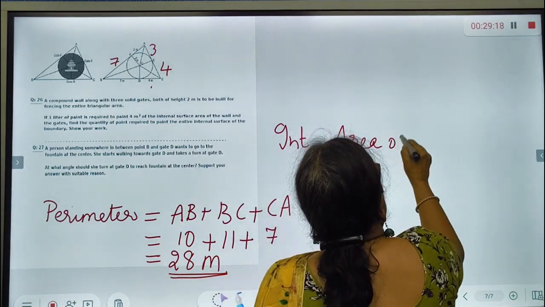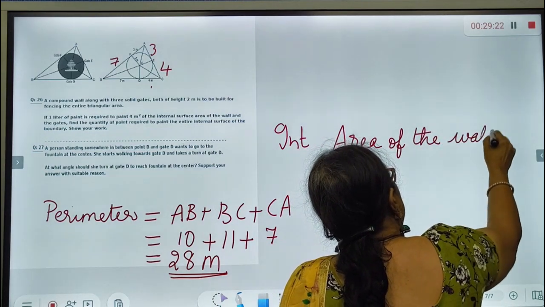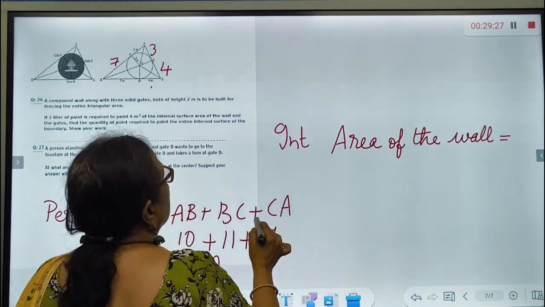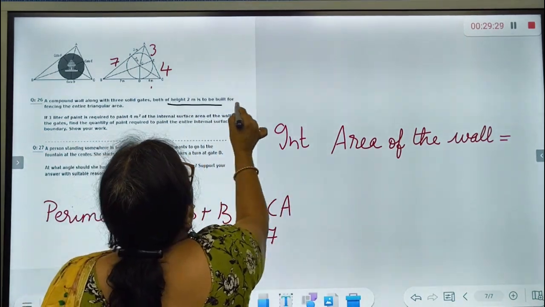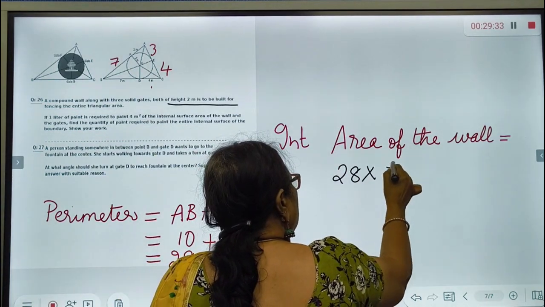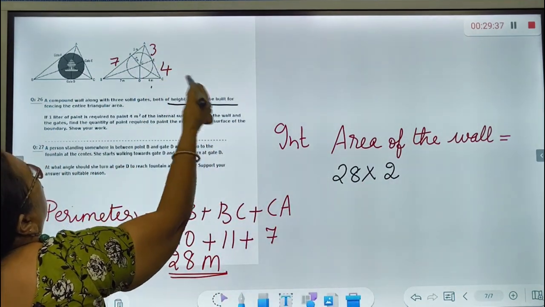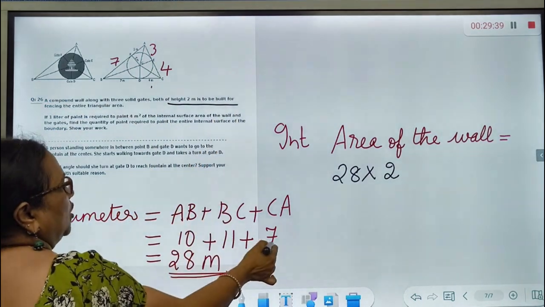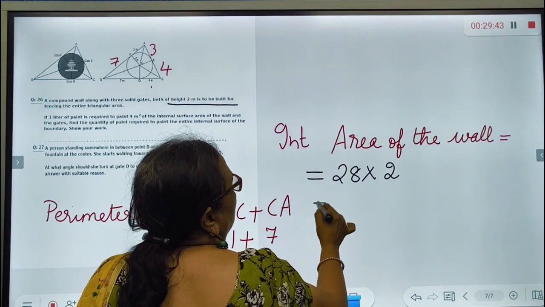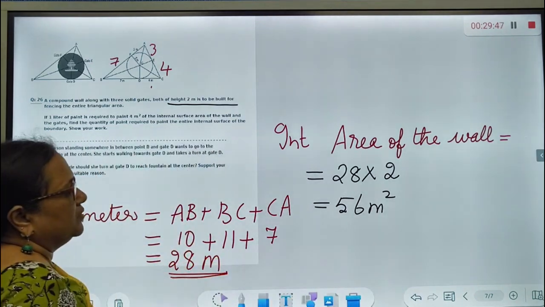internal area of the wall will be, what is the height of the wall? 2 meters. So, everywhere it is going to be multiplied by 2. It will be actually 7 into 2 plus 11 into 2 plus 10 into 2, which is the same as 28 into 2, which is 56 meters square.